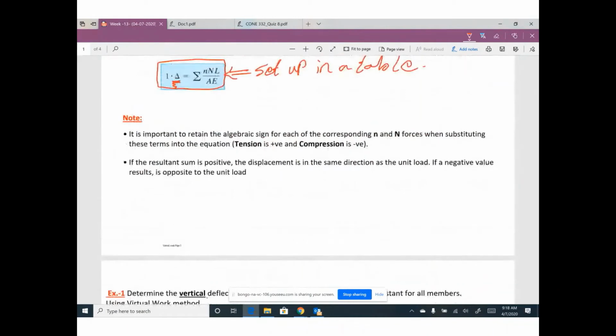Some notes: it's very important to tell me which member is in tension and which member is in compression. If your member is in compression, the value of the internal force must be negative. If the member is in tension, you have to tell me, because the force will be positive.